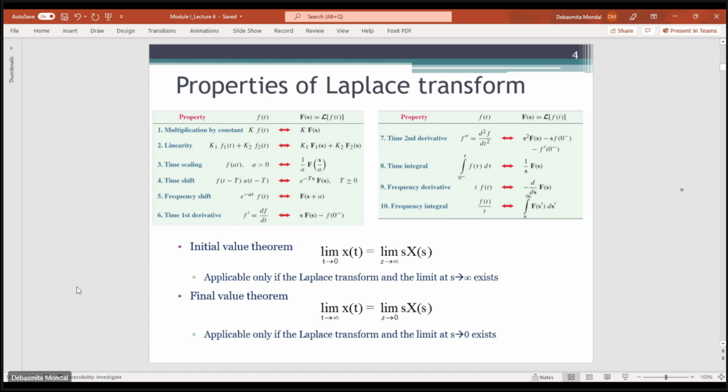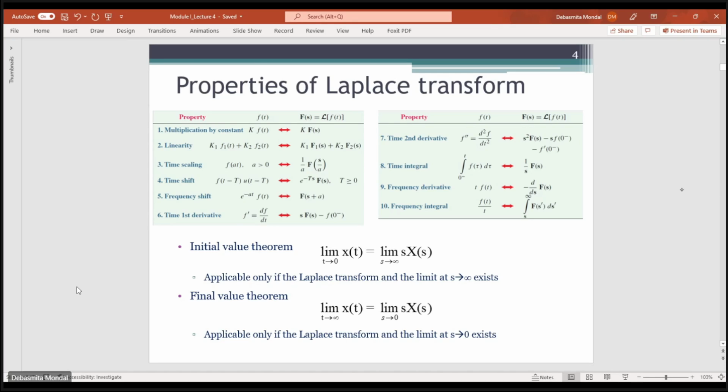But you have to make sure that this initial value theorem is only applicable if the limit of the Laplace transform as s tends to infinity exists. If at s tends to infinity the value of this X(s) is undefined, or does not exist, then the initial value theorem will not be applicable.